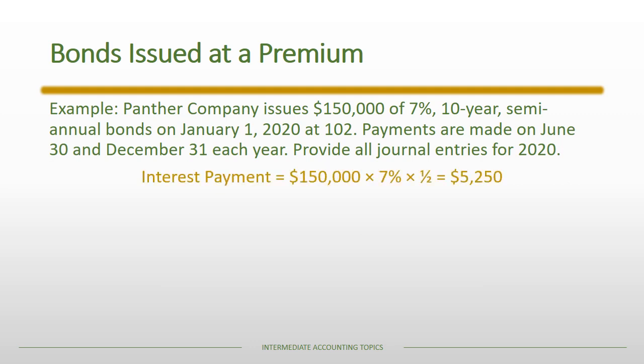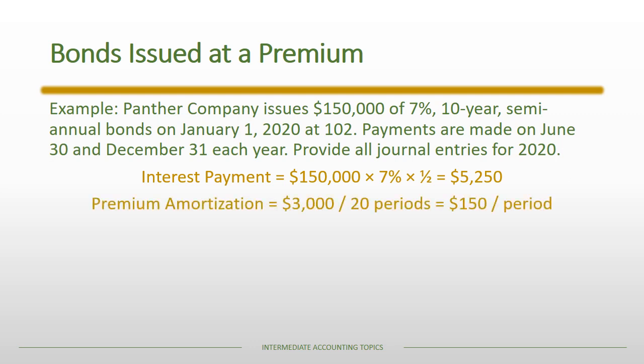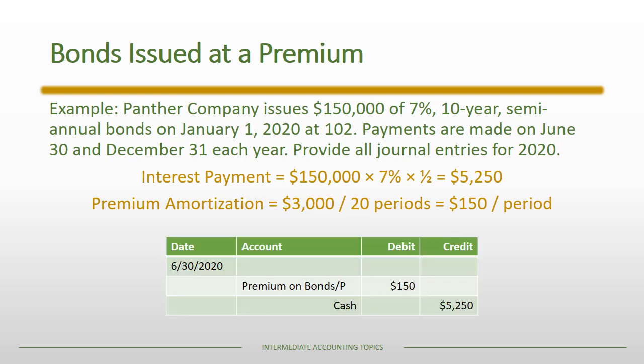And so each interest payment is the same as it was before. We take the bond rate, multiply it by the par value, multiply it by 1/2 because it is semi-annual payments. And so each payment is $5,250. We're amortizing the bond premium. The bond premium balance is $3,000. We amortize it over the 10-year period, but of course it's a semi-annual payment, and so there are 20 periods for the amortization, which would be $150 per period.